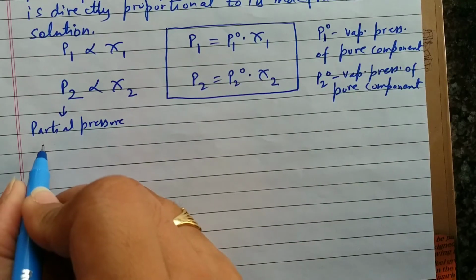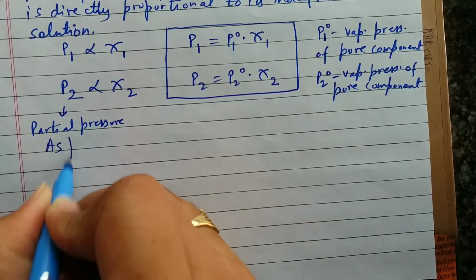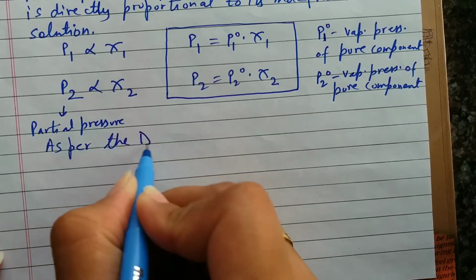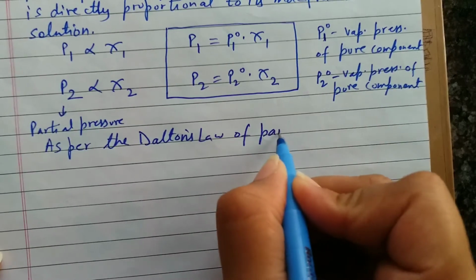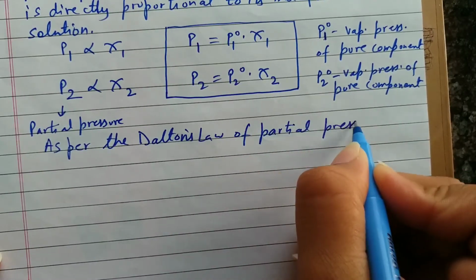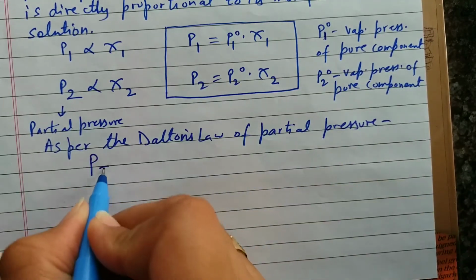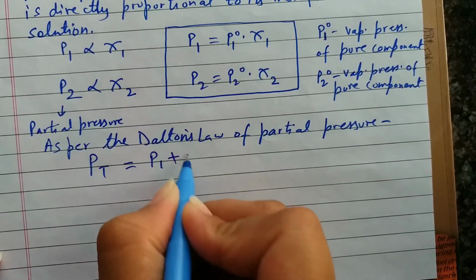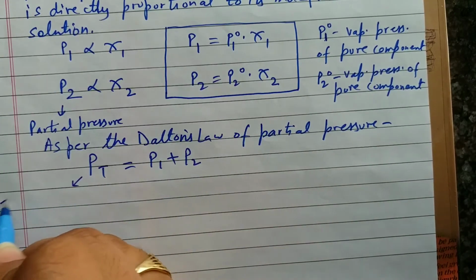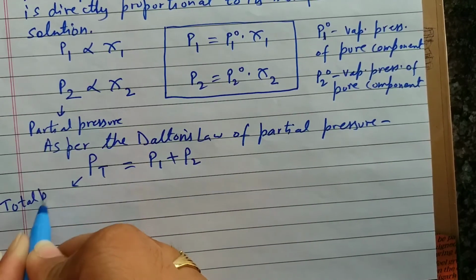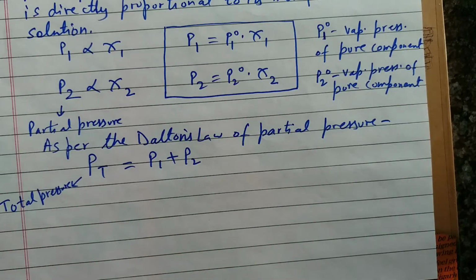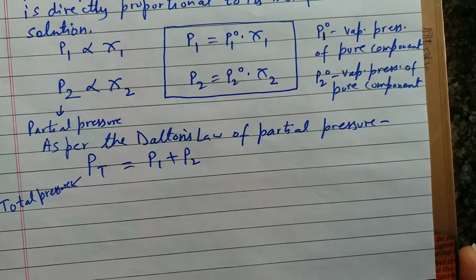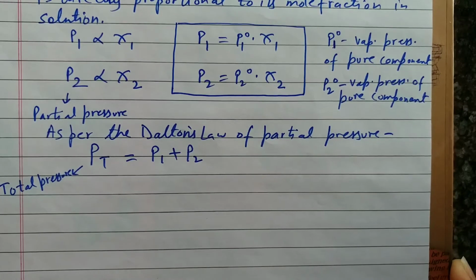Now, applying Dalton's law of partial pressure. You've studied this in class 11th. So, as per Dalton's law of partial pressures, PT should be equal to P1 plus P2. And what is PT here? PT is the total pressure. PT represents the total pressure of the system. It will be equal to the sum of the partial pressures of the two components. So PT is equal to P1 plus P2.